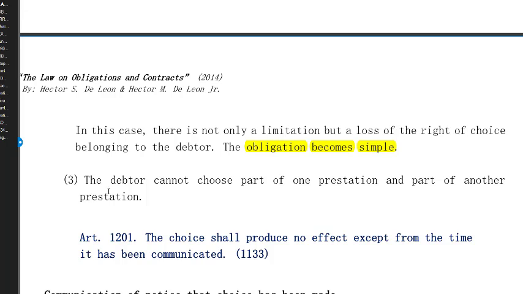Simple na obligation. The debtor cannot choose part of one prestation and part of another prestation. So, ito yung mga sinasabi nating mga limitations under the provisions of 1200.